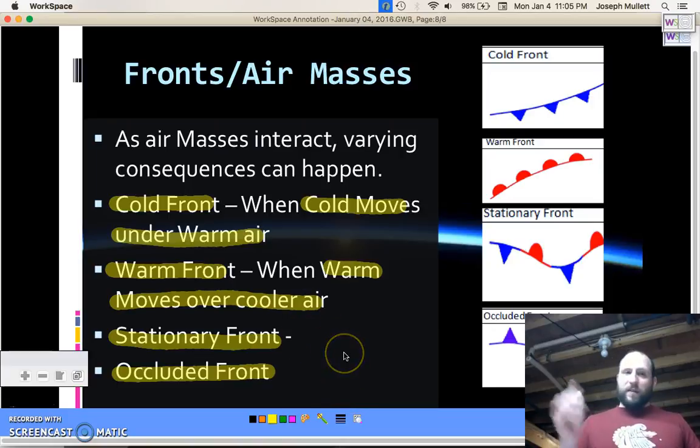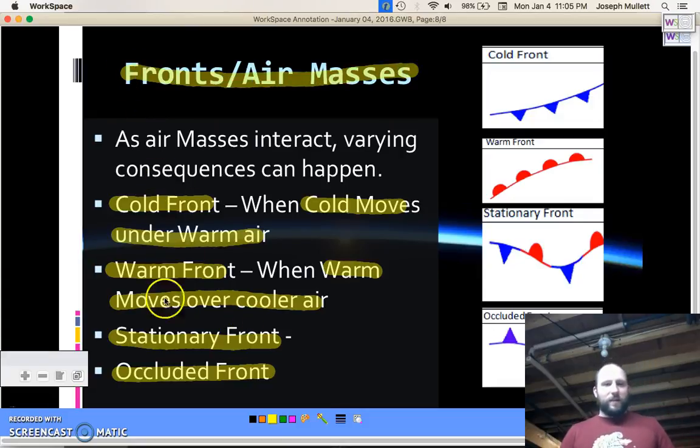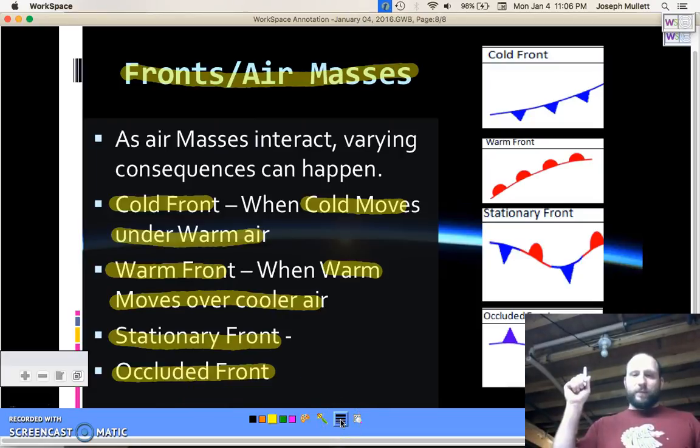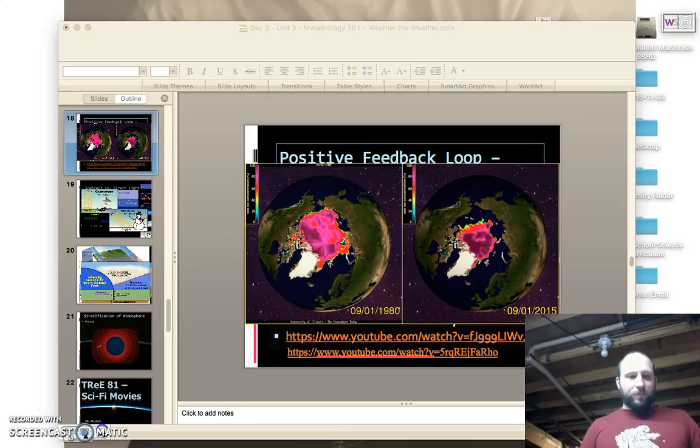But take a moment, pause the video, and label your notes as fronts and air masses, and get this information here into your notes, please. Pause. Unpause. Okay, so what does this look like as far as pictures go?